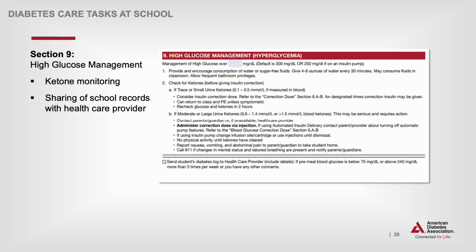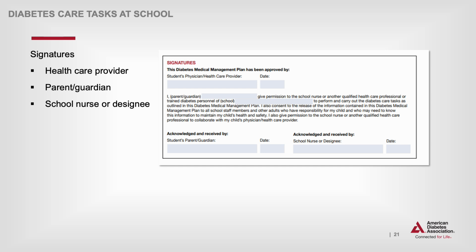evaluation of the student. This section also includes a checkbox to allow schools to communicate school health records to the student's HCP for evaluation and potential adjustment of current orders. Individual school district policies may require additional paperwork to be completed for this request. The final signature page ensures review and approval from all parties: healthcare provider, families, and school staff.